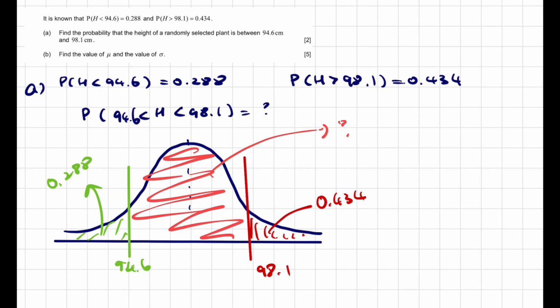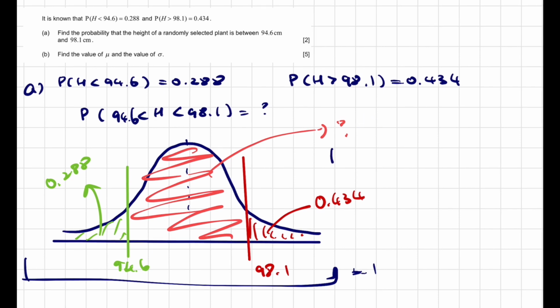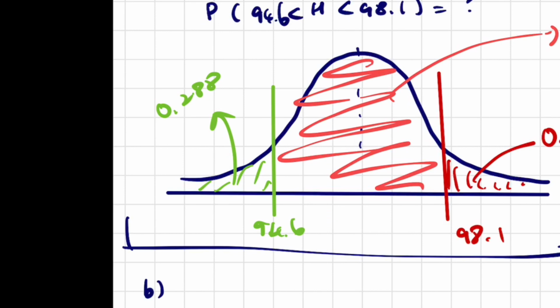Then we know that everything under the distribution adds up to 1. So the probability that 94.6 is less than H, less than 98.1, is the same as 1 minus 0.288 minus 0.434. Then we get the answer of 0.278. Okay, and that's the answer. Then let's try question B.